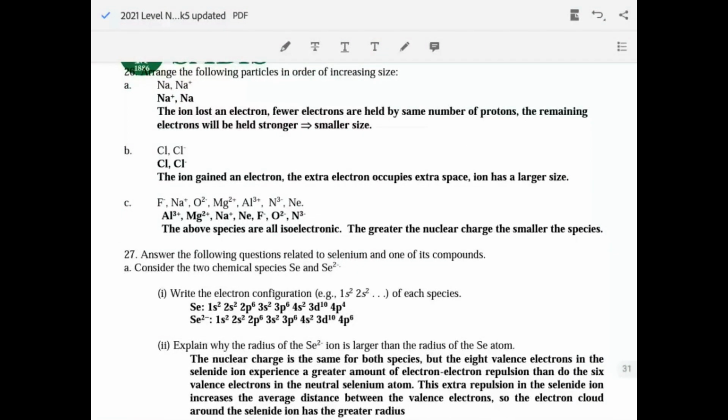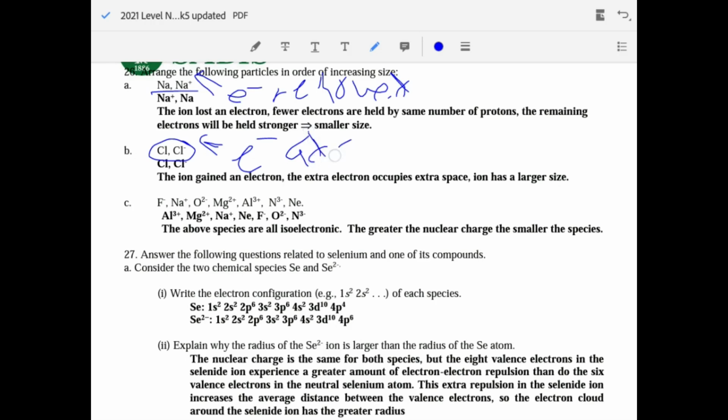Okay, number 26, it asks about size. So Na and Na plus. Na plus just has an electron removed. So it's obviously smaller because it's less size. Cl and Cl minus. Cl has an electron added. So Cl minus is bigger.